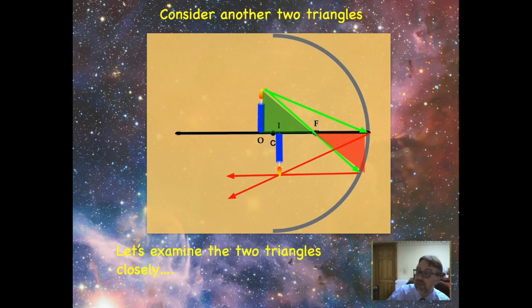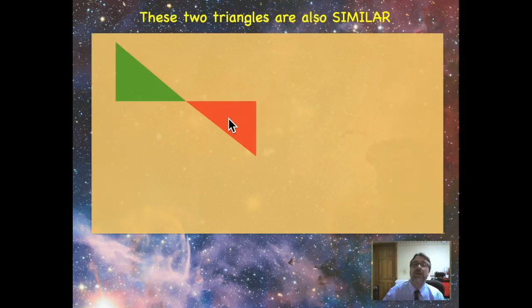So let's take a look at them more closely. So here are my green and red triangles again. I'm going to do the same thing I did before. Let's mark the angles to see if they are in fact similar. Because of alternate interior angles, these 2 angles here need to be identical.